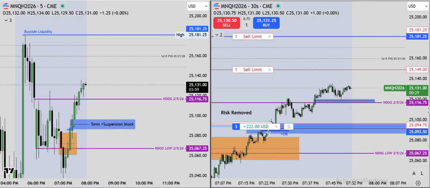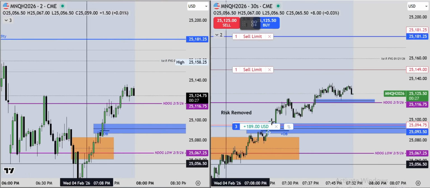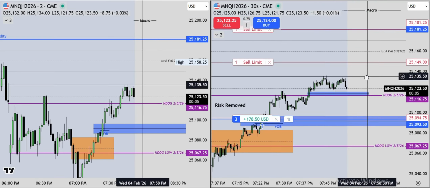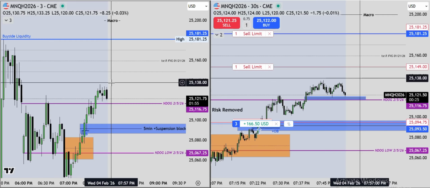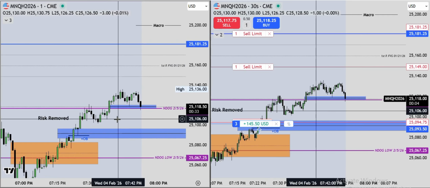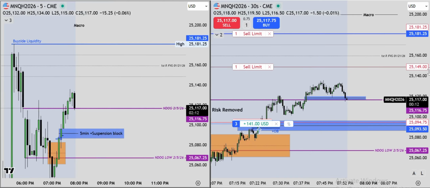This is where I need to get better. I need to get a little bit better at partials, and if it's not giving me what I want, I just have to take something off. And right here, I'm starting to feel a little anxiety. I just don't want us to go below that new day opening gap high. So I'm just contemplating, maybe I should just take something off here.